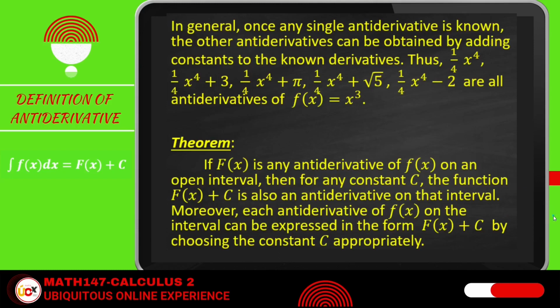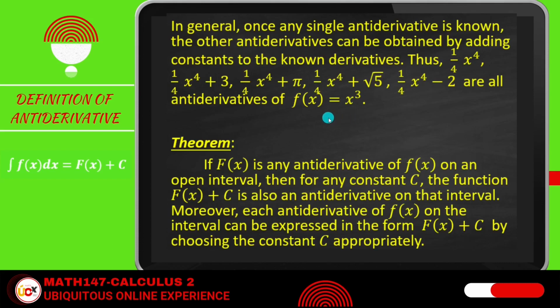So in general, once any single antiderivative is known, the other antiderivatives can be obtained by adding constants to the known antiderivative. Thus, 1/4 x to the fourth, 1/4 x to the fourth plus 3, 1/4 x to the fourth plus 5, and so on, are all antiderivatives of the function small f of x equals x cubed.